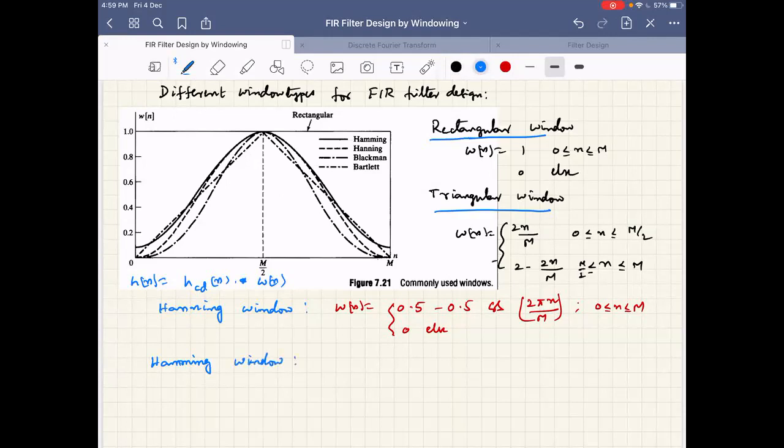The Hamming window is defined as W of n is equal to 0.54 minus 0.46 cos 2 pi n by m, for 0 less than or equal to n less than or equal to m, and 0 else. We have another window referred to as the Blackman window.